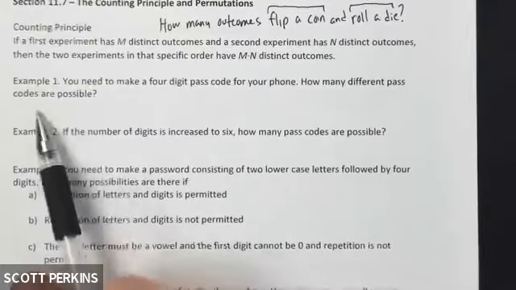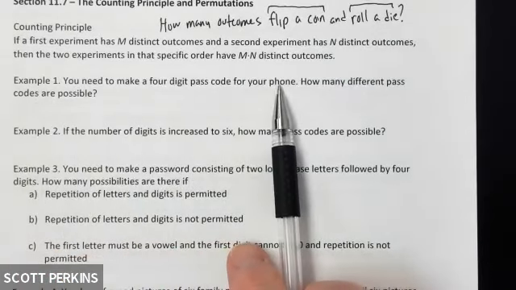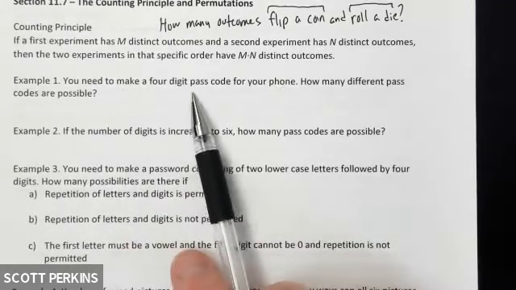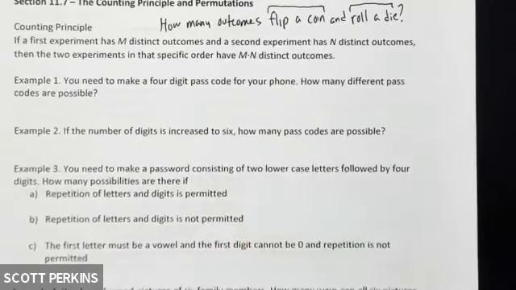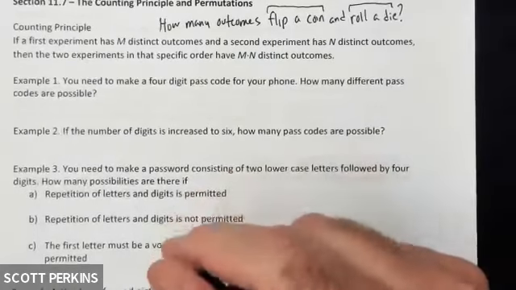So for instance, example 1: you need to make a 4-digit passcode for your phone. Phones have increased the number of digits, and you're going to see why in just a minute. How many different passcodes are possible? Why are there 4 digits as opposed to 3 or 6 or 9? What's the difference?